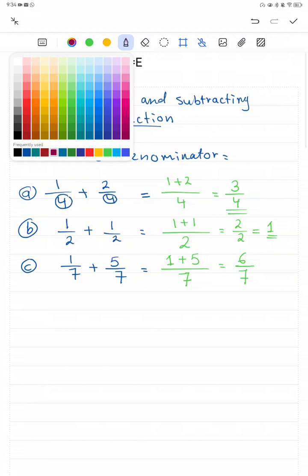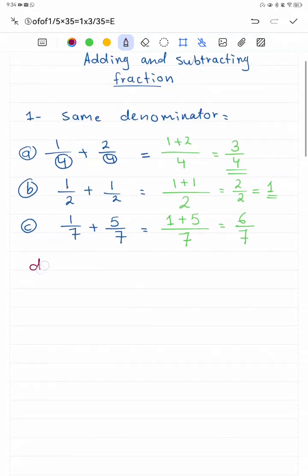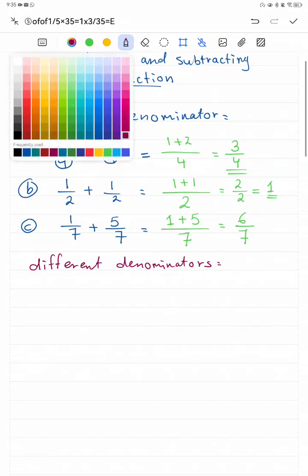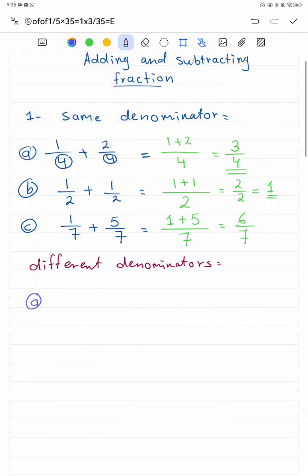which is adding fractions with different denominators. Here it gets a little bit trickier, but don't worry, it's going to be fine. Alright, A, let's have an example. 1 half plus 1/3.